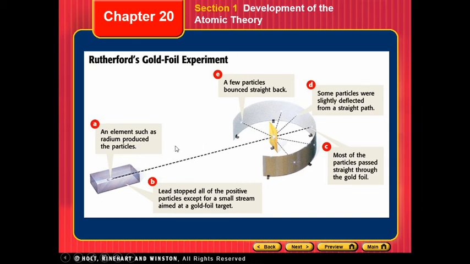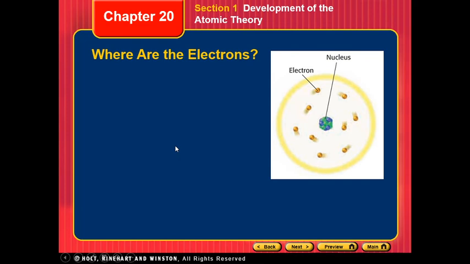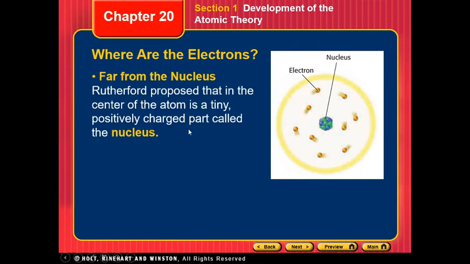Okay, so what was his conclusion? He proposed that in the center of the atom, for example, this is the atom, is a tiny positively charged part, and he called it the nucleus. So he discovered the nucleus, the proton inside. And he said that this one is the dense part of the atom. Remember, we learned about the different subatomic particles, and the nucleus is the dense part where you can find the proton. That's why this is positively charged.